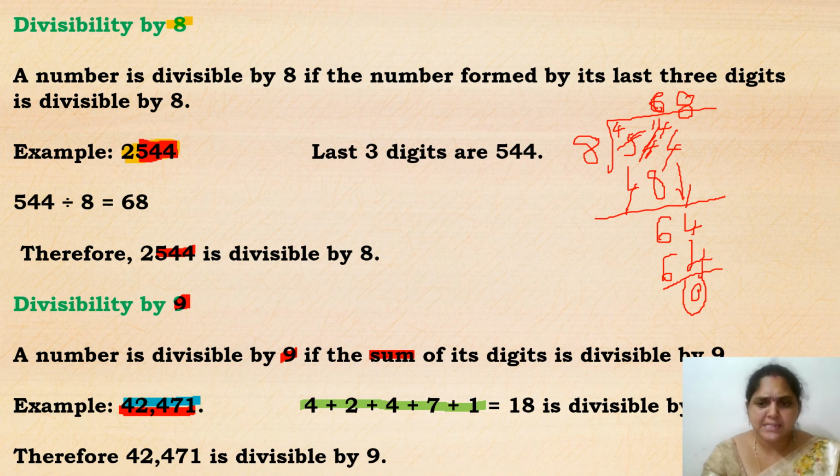So, is 18 divisible in the 9 table? Yes, 9 ones are 9, 9 twos are 18. So, 18 is divisible by 9. So, the total number is divisible by 9. It is simple, like the divisibility rule for 3. 3 and 9 are the same. Add the digits of the number and check whether it is divisible by 3 if it is the divisibility rule for 3. If it is 9, check whether it is divisible by 9 or not.